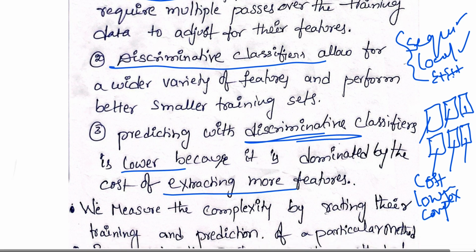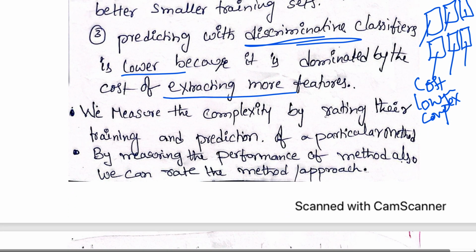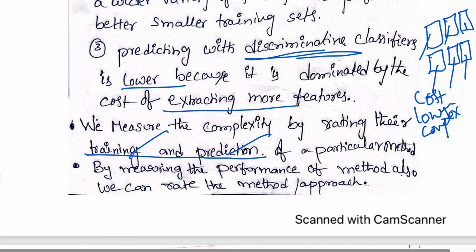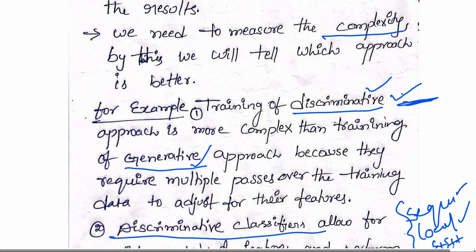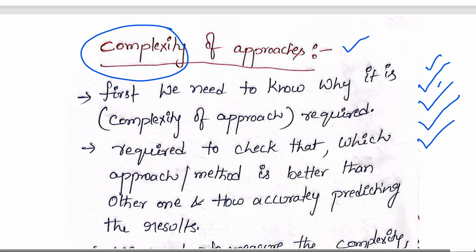So here we measure the complexity by rating the training and prediction of the methods. By training the method and predicting the results of the method, we can say which method gives better results, which method predicts accurate results, and which method gives better performance. These are all simple examples of the complexity of the approaches.